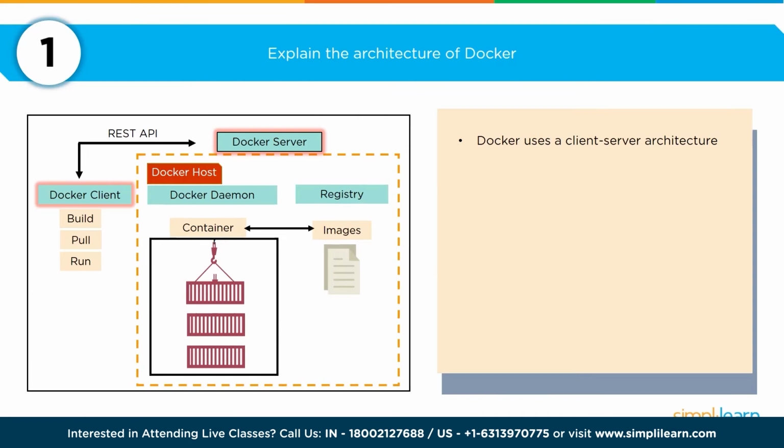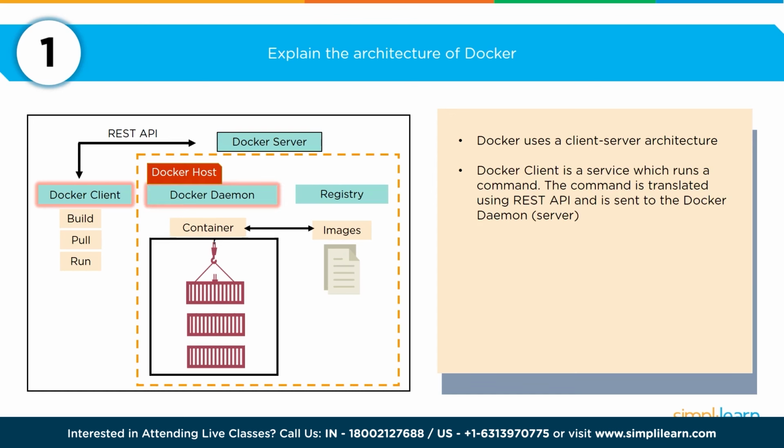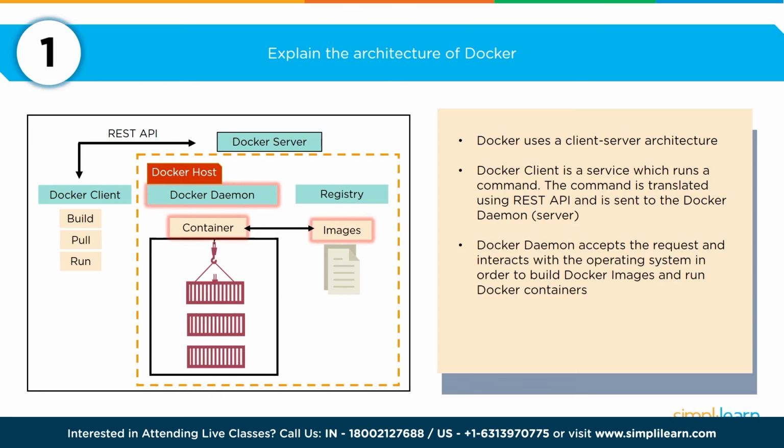So let's go through it, and you're going to be asked to explain what the architecture of Docker is. Docker really is the most popular containerization environment. Docker uses a client-server architecture. The Docker client is a service which runs in a command line. And then the Docker daemon, which is run as a REST API within the command line, will accept the requests and interact with the operating system in order to build the Docker images and run the Docker containers.